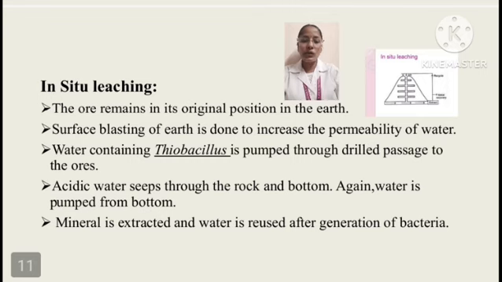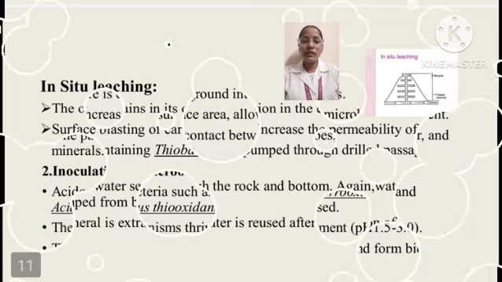The oxidizing solution reacts with the ores and dissolves the metal. The metal-rich solution slowly drips down through the rock and is collected from the bottom. The solution is pumped out and the metal is extracted. After extraction, the solution containing bacteria is reused for further leaching, making the process economical and efficient.